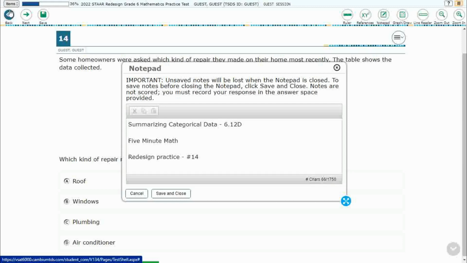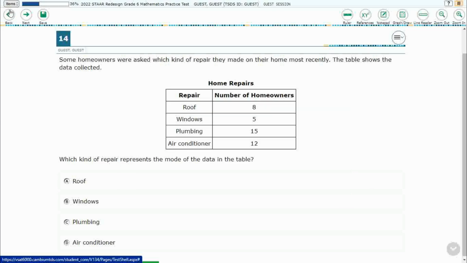Today we are looking at the 6th grade concept of summarizing categorical data. This is standard 6.12D in the great state of Texas, and we are using item number 14 off the Redesign Practice Online STAAR test. If you haven't done so already, please go ahead and take a moment to pause the video, work this problem out on your own, unpause it, and we will look at our answers together.